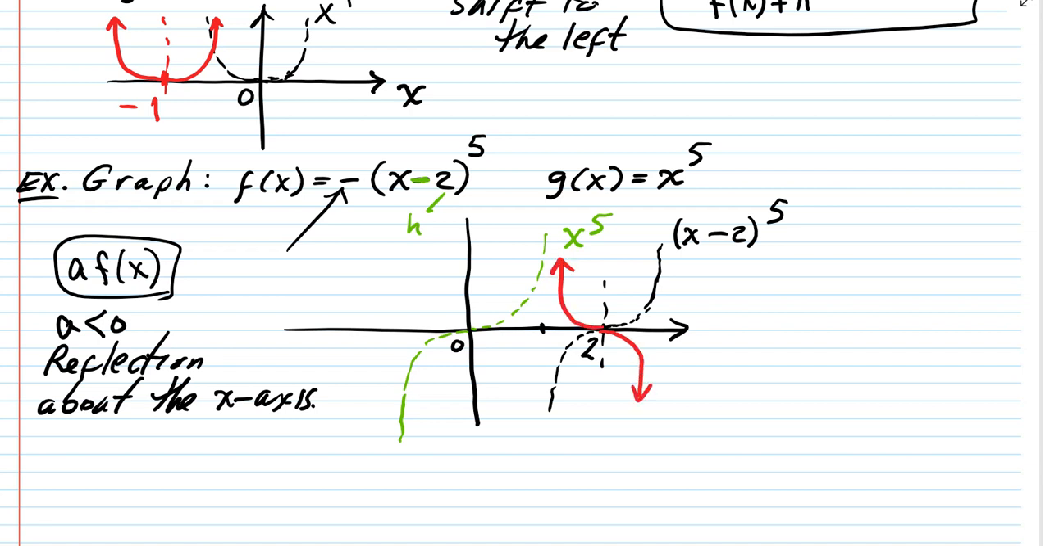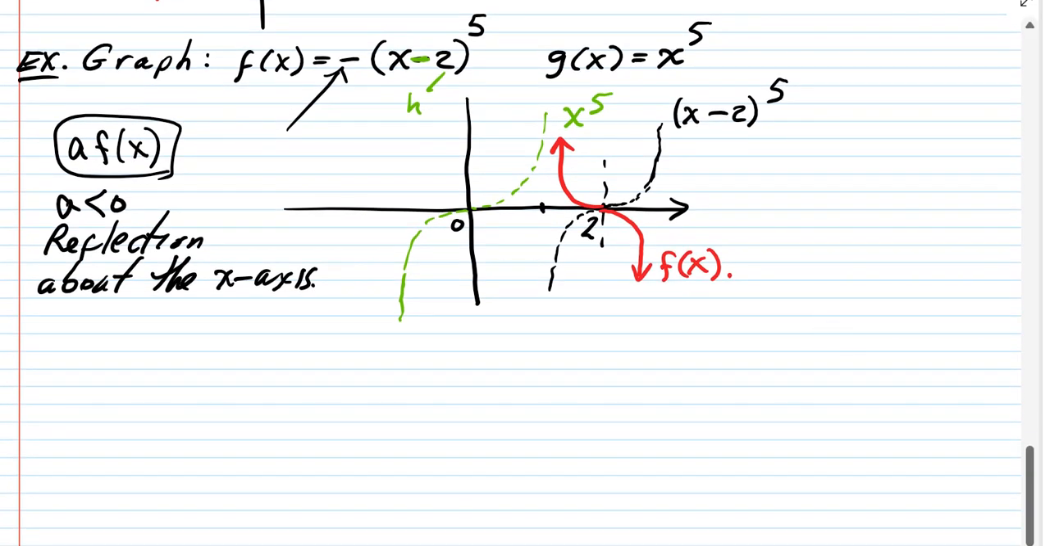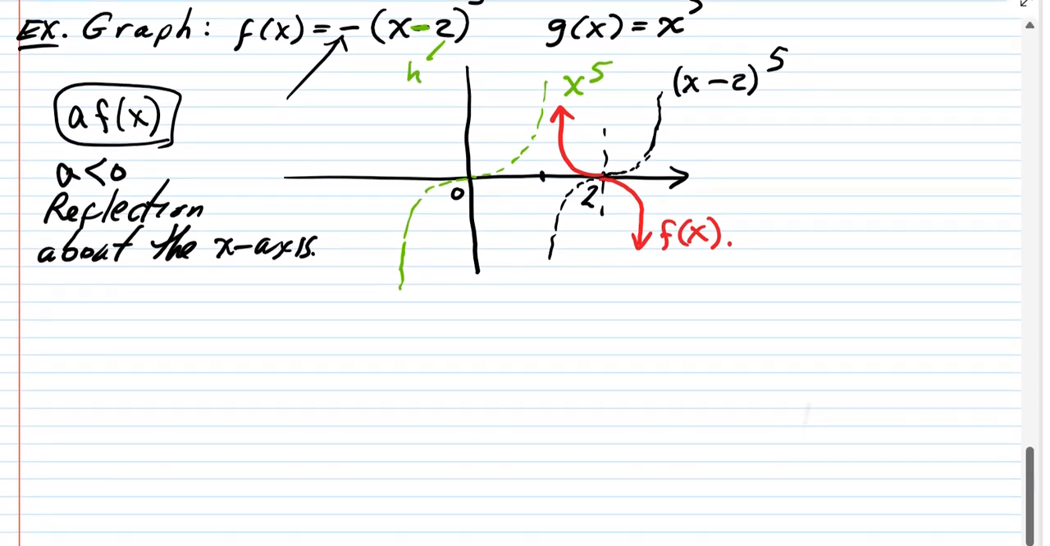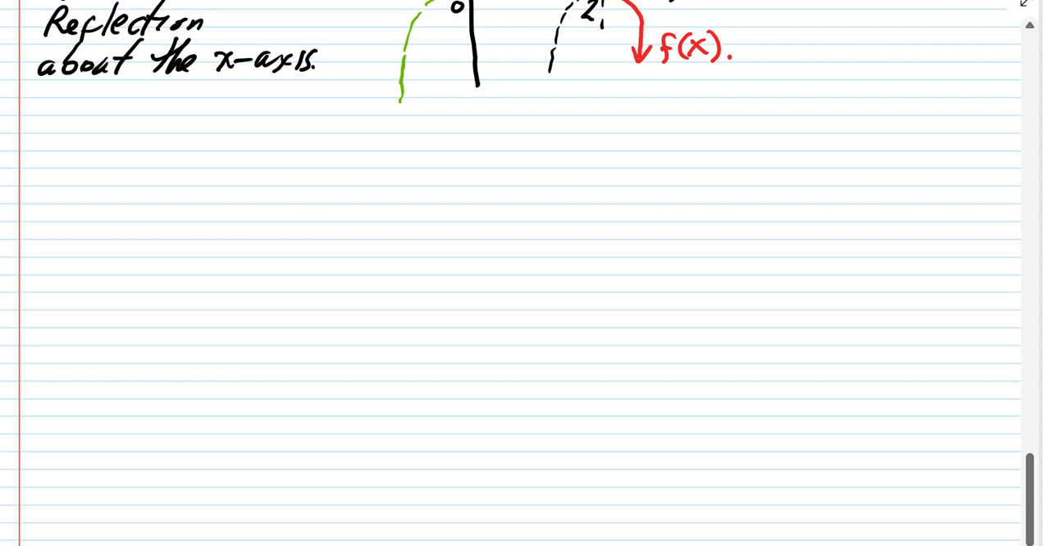And there you have that. This is the final graph. This is the graph of f of x, using transformations. All right. And that should be good enough for this one. So we can graph these variations of power functions using transformations.